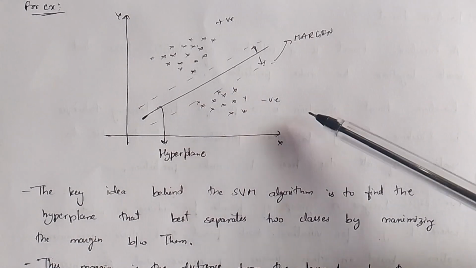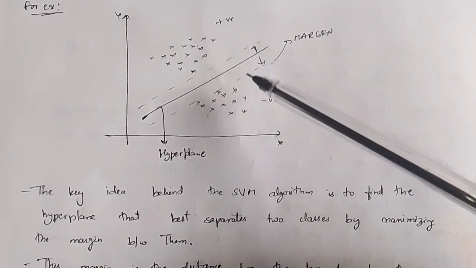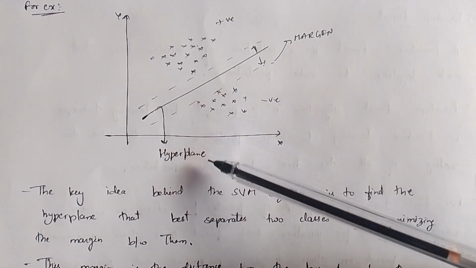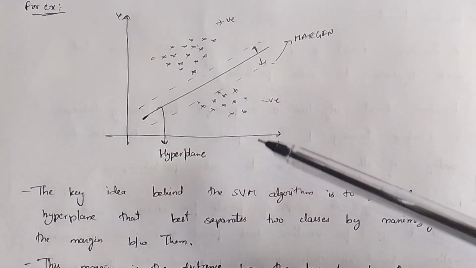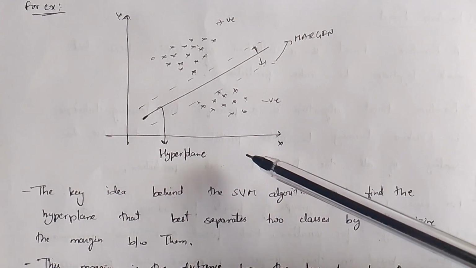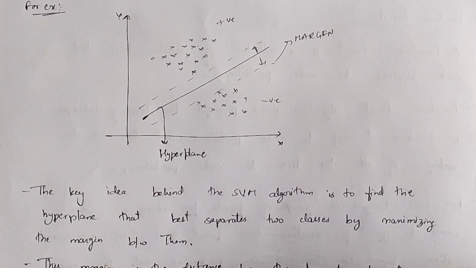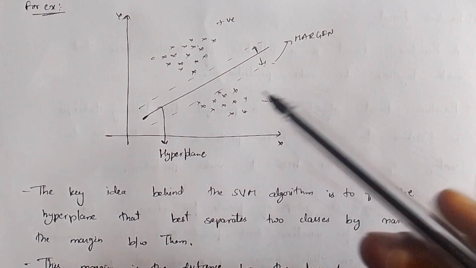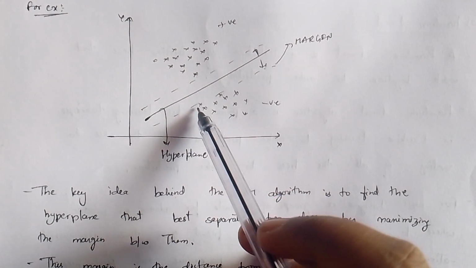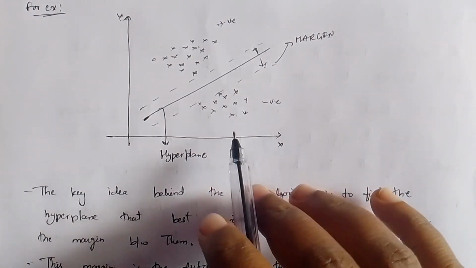The key idea behind SVM is to find the hyperplane that separates the two classes by maximizing the margin between the hyperplane and the classes. This is also called the hard margin, the one that maximizes the distance between the hyperplane and the nearest points of both classes. Here we have this as our nearest point to the hyperplane, so the margin is drawn from this nearest point. This is our hyperplane.